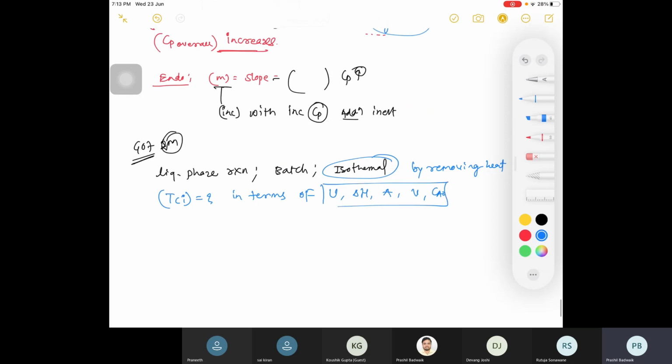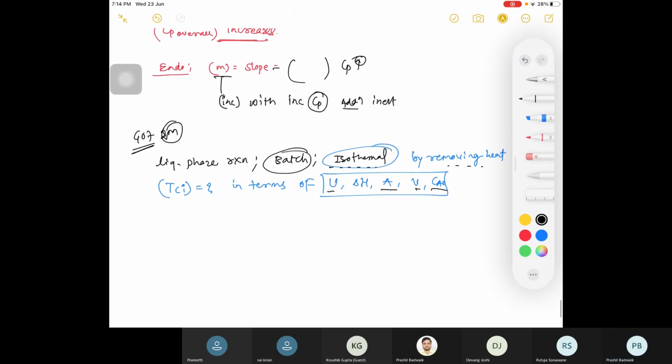In this term you need to find out your Tc, coolant temperature. So you know बैच रिएक्टर था, आइसोथर्मल मेंटेन कर रहे बाय रिमूविंग हीट, एंड यहाँ पे तुम्हें सब चीजें दी है, U दिया है, C naught दिया है, A और वॉल्यूम it is given. So what is your equation? You must know that equation. Adiabatic दिया है क्या यहाँ पे?